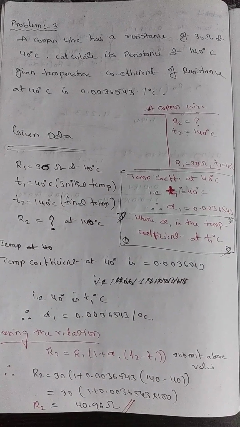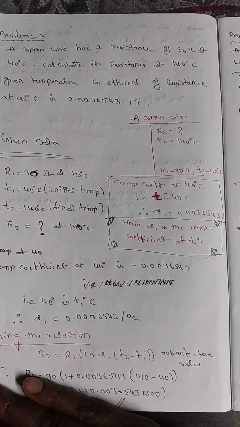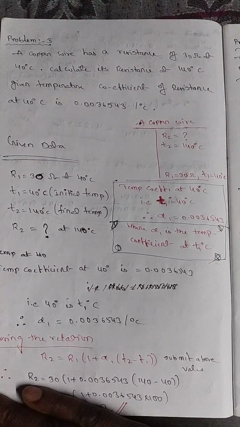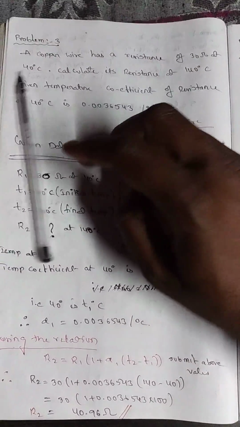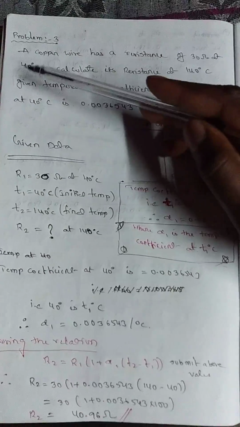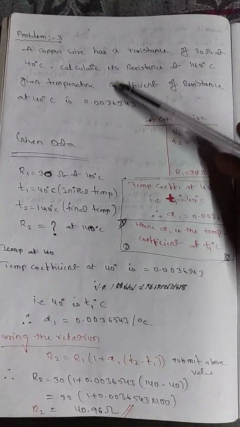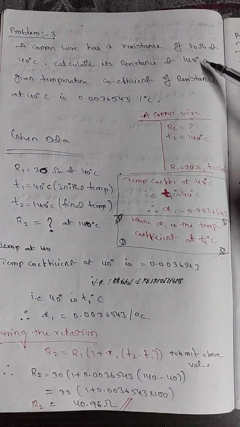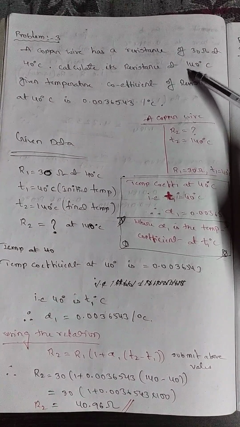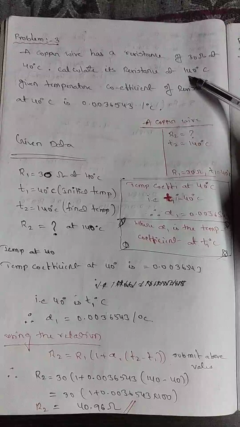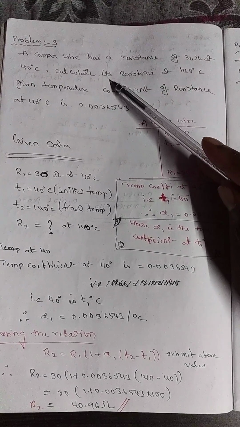Now we will see problem 3. A copper wire has a resistance of 30 ohms at 40 degrees centigrade. This will be T1 and this will be R1. Calculate its resistance at 140 degrees centigrade. Assume this as T2, the final temperature, and you have to find R2.